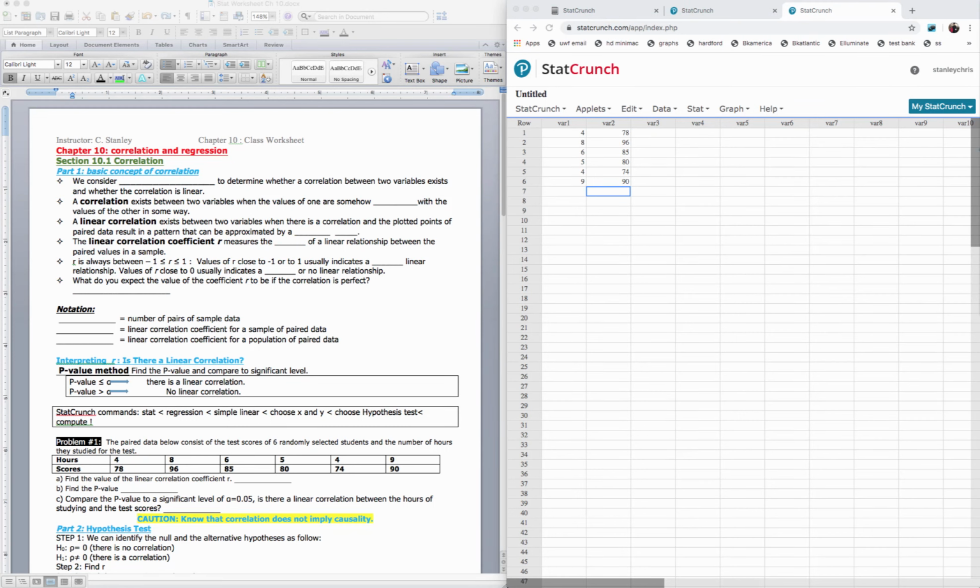Okay, let's get started with the chapter 10 lesson, and it's about correlation and regression. Let me just introduce what that is. We're going to measure two variables on each individual. The two things that we measure, one's going to be an independent variable, which is the x, and the other one's going to be the dependent variable, the y. And they're going to show up as points.